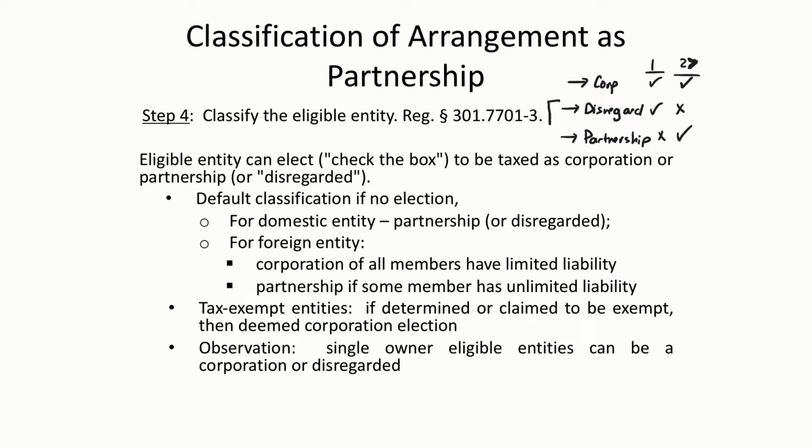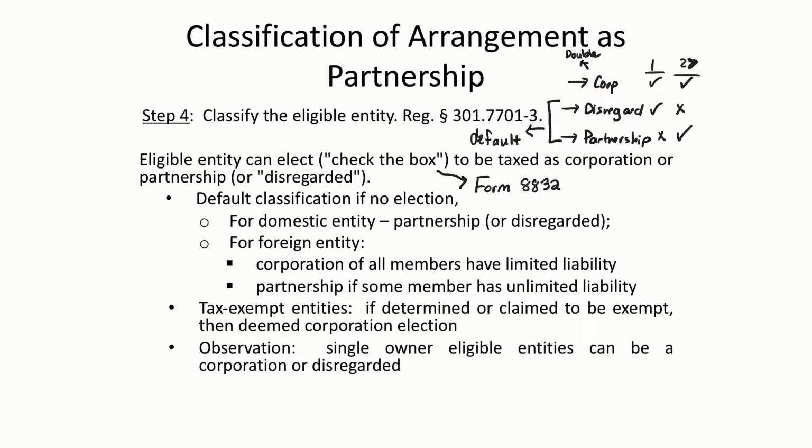Defaults. So these 2 are the defaults. If you do not elect, and we call it the check the box rules, which is Form 8832, which literally means you check a box. I want to be treated as a corporation. I want to be treated as a partnership. I want to be treated as a disregarded entity. If you do not check the box, then the default is you'll be treated as a disregarded entity or partnership, which, remember, corporations, C corporations, are double tax. So that's why the rules are favorable to the taxpayer.